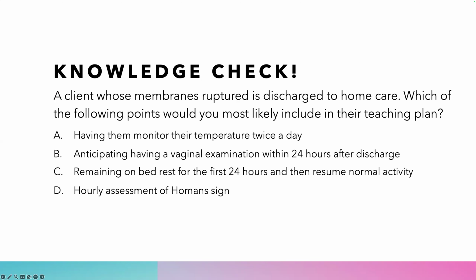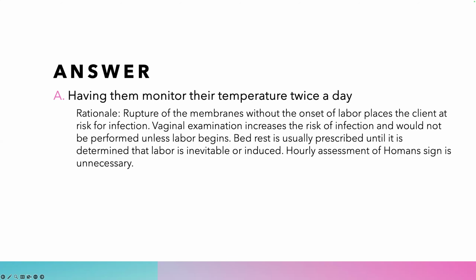Okay. A client whose membranes ruptured is discharged to home care. Which of the following points would you most likely include in their teaching plan? A. Yep, exactly. So having them monitor their temperature twice a day. Like I said, it's rare that someone will go home if their water's broken, but we are having them monitor their temperature because we're looking for infection. And if their water broke, we're not putting anything in the vagina. They're not having intercourse. They're on pelvic rest, okay? We're not doing vaginal exams unless we absolutely have to. But they are monitoring their temperature.